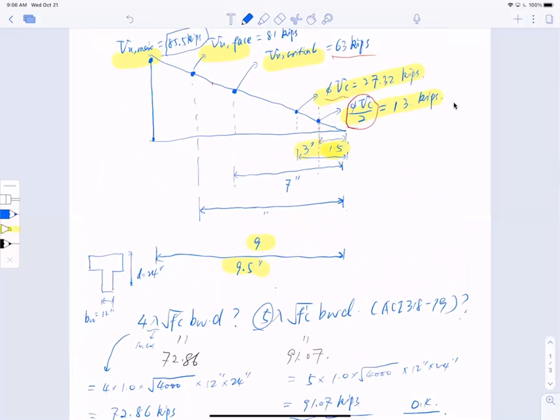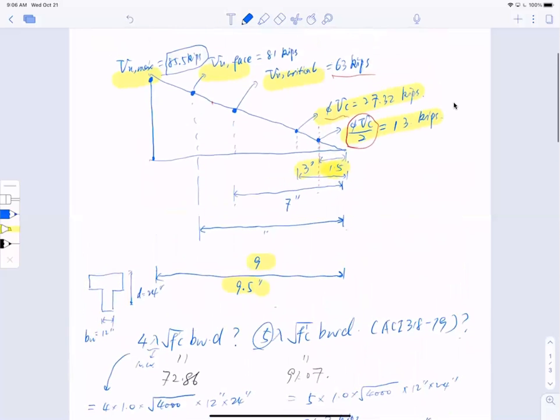Okay. All right. So now this is a shear diagram. Now I want to design it. Here's a quick question: which shear force should I design for? Should I design for Vu max? Should I design for Vu face? Should I design for Vu critical or VC or half VC? If I were to pick only one, I would have a problem. Why?